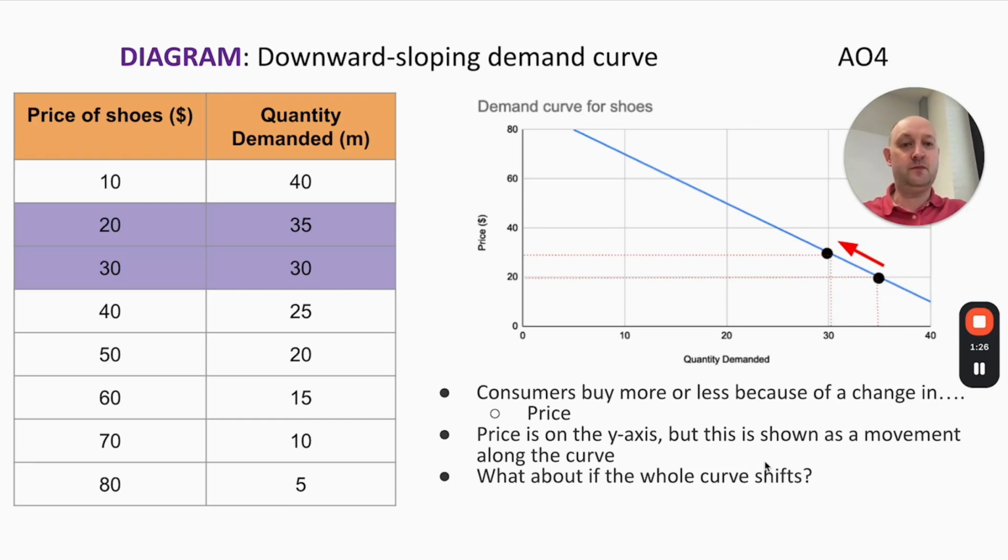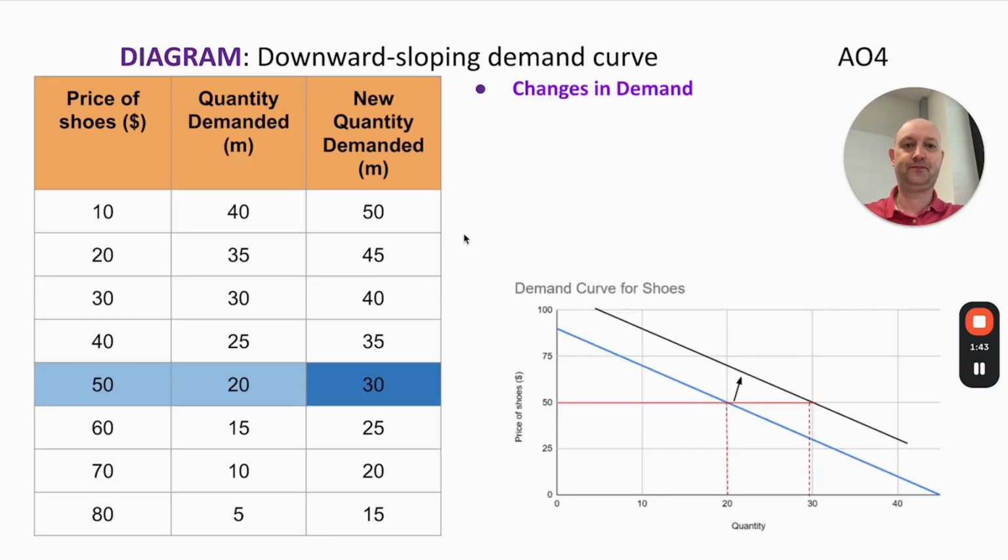So what this video is about is how do we shift the whole curve? What are the factors that are going to cause the whole curve to shift? And I'll give you a clue. One of them is not price, okay? This is really, really important because if the price changes, like I just said, we're going to move up and down that curve because price is on the y-axis.